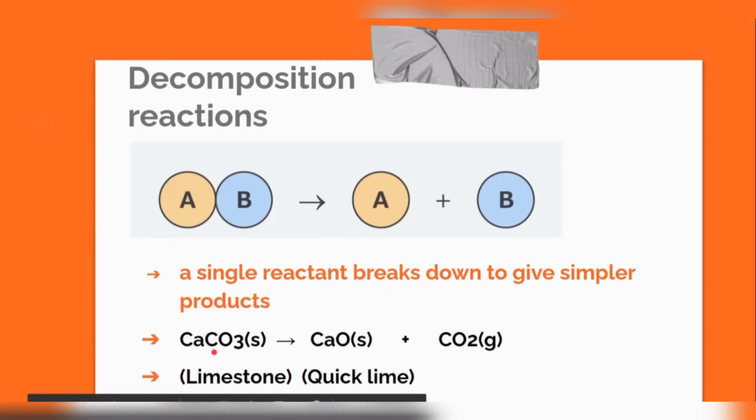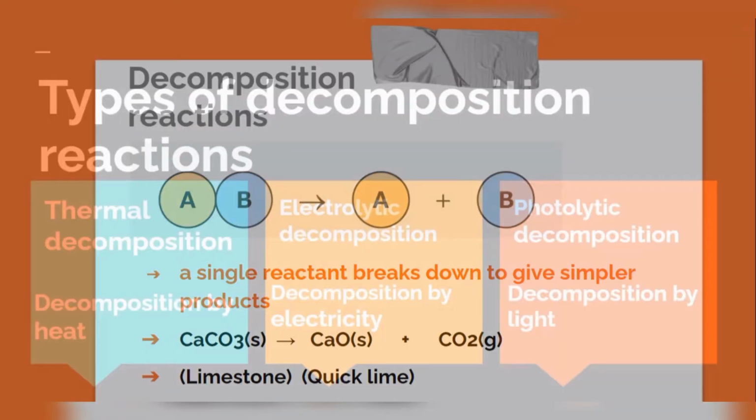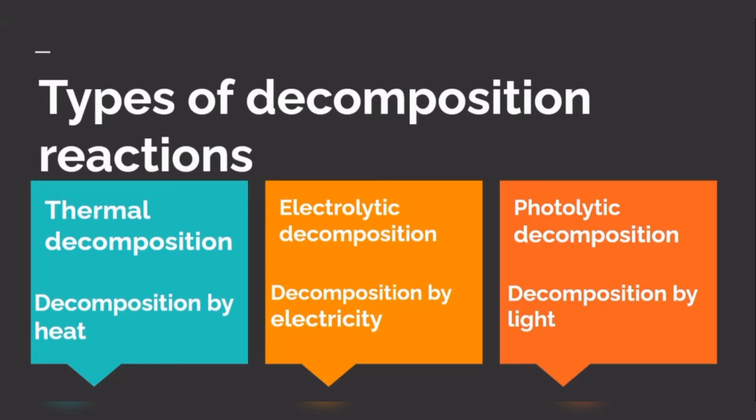For example, heating of calcium carbonate. On decomposition, calcium carbonate will produce calcium oxide and carbon dioxide. But decomposition reactions will not occur naturally. They need some kind of energy for the decomposition. What type of energy is needed? It can be thermal energy or electrical energy or light. So accordingly, we classify decomposition reactions into three types: thermal decomposition, electrolytic decomposition, and photolytic decomposition.